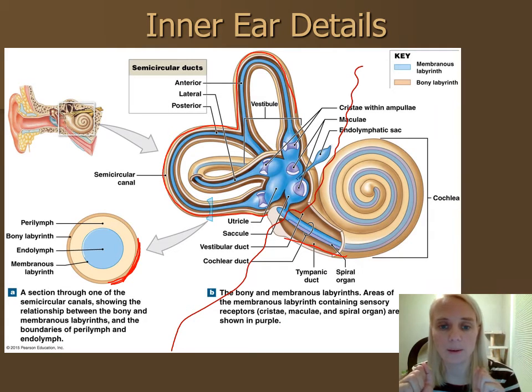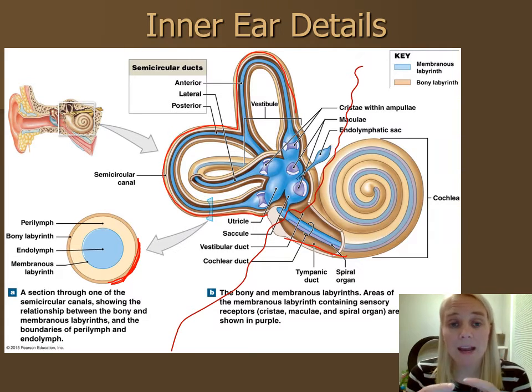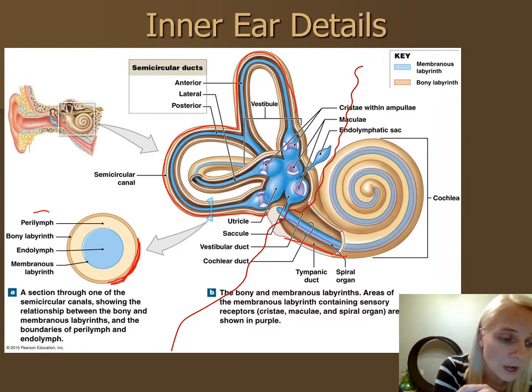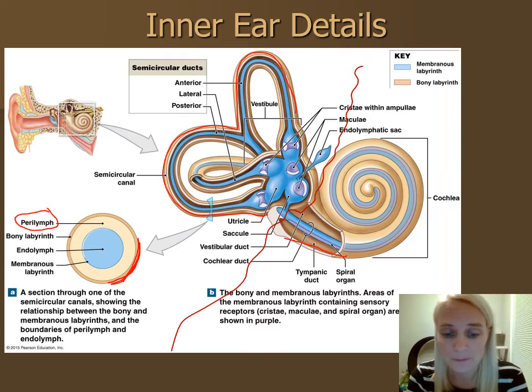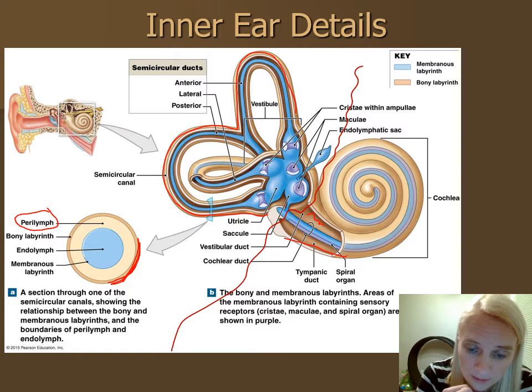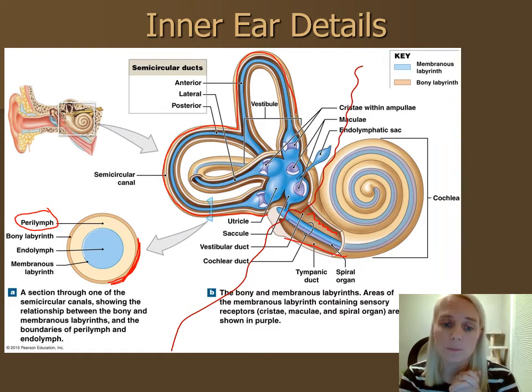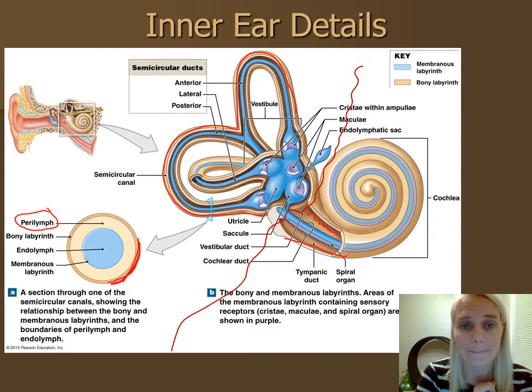Okay, the bony labyrinth. Inside of the bony labyrinth, you have hollow spaces, okay? And the first hollow space is called perilymph. So that's going to be all of the space that's in between the tan bony labyrinth and the blue membranous labyrinth. And this is a fluid called perilymph in that space.